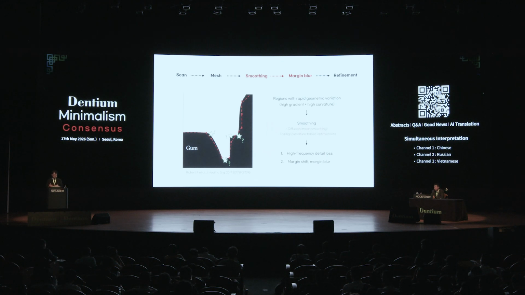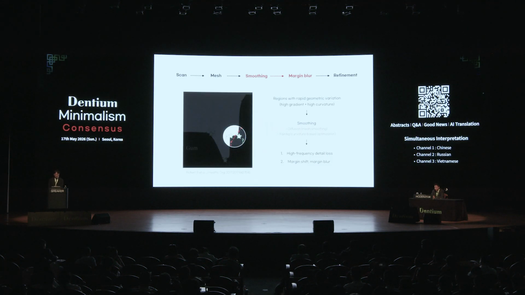The areas with sharp geometric change, such as line angles or margins, are more affected. As you can see on the left, if the smoothing or mesh optimization is too aggressive, the margin may become averaged out between the two marked points. As a result, the margin can become blurred or shift. This effect becomes more noticeable when the mesh density is low.